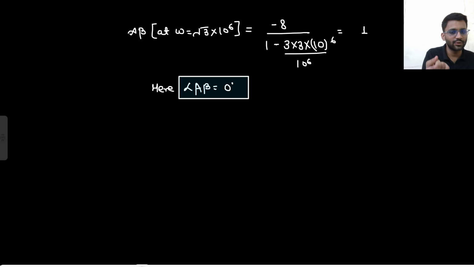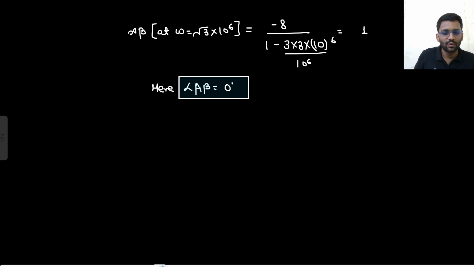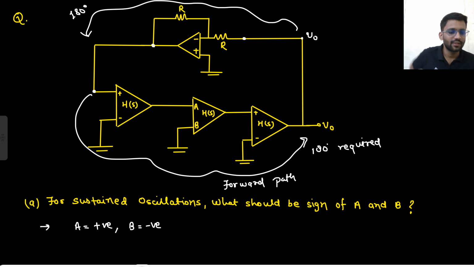That's it, because we also checked for A equals to positive and B equals to negative. When we were checking A equals to positive and B equals to negative, this negative sign was not there, and since we were getting -1, that means we are getting 180 degree phase shift. So in the feedback path, we are getting 180 degree phase shift, and also in the forward path, we are getting 180 degree phase shift. So total 360 degree phase shift is there. Did you understand this? If not, then let's solve one more problem. You will certainly understand it.